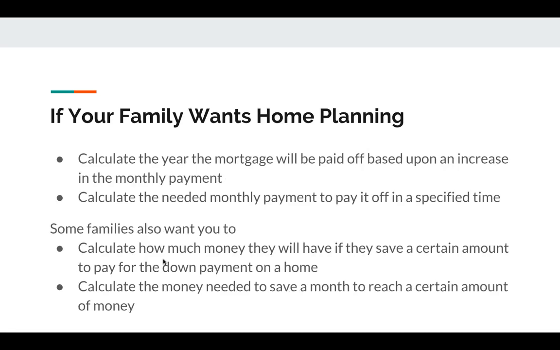If the family wants home planning, which kind of falls into two buckets, some families wanted to accelerate their mortgage. And so in this instance, the first two bullets applies to them. So maybe you need to calculate the year the mortgage will be paid off based upon an increase in the monthly payment, or calculate the needed monthly payment to pay it off in a specified time. Now, that's definitely got to happen if the family wanted to accelerate their mortgage.